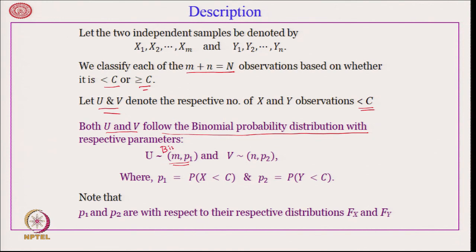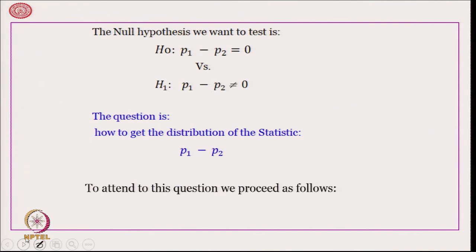So, for your advantage, let me write binomial here and binomial here, so that you understand that these are binomial distributions where P1 is equal to probability x is less than c and P2 is equal to probability y is less than c, and these P1 and P2 are with respect to the respective distributions F x and F y, that is the cumulative distributions of x and y. Now, we want to test if P1 minus P2 is equal to 0, that is P1 is equal to P2, that is the proportions as per the distributions should be equal, versus P1 minus P2 is not equal to 0, that is they are unequal.